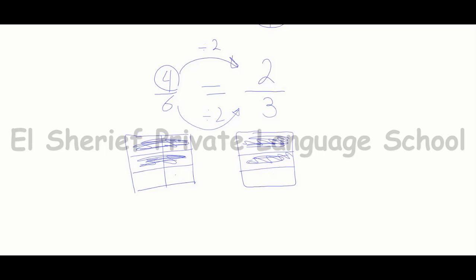To reduce or simplify a fraction to its simplest form, we divide each of the numerator and the denominator by the greatest possible common number. Here we have 4 over 6, but to put it in the simplest form, we can't divide 2 or 3 by any number except 1. So this is the simplest form. We can divide 2 by 2, okay, but can we divide 3 by 2? We can't.